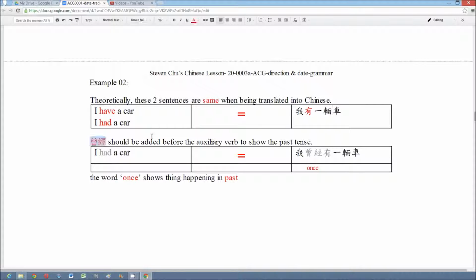So 曾经 should be added. So the sentence I had a car can be translated into 我曾经有一辆车. 曾经 shows the past tense, so we don't have to change the verb 有.